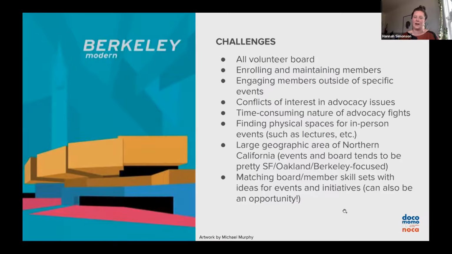We often look to broaden our membership, and usually doing that through events, I think, is the best way. And especially, as I mentioned, events that might be tied to other organizations. We do have a large geographic area. Liz mentioned the challenges of that. So our events are pretty San Francisco, Oakland, Berkeley focused, but we've been able to branch out more with virtual events, which is great. And I won't get into every single one of these because I know we're a little short on time, and I'll just flip to the next one.